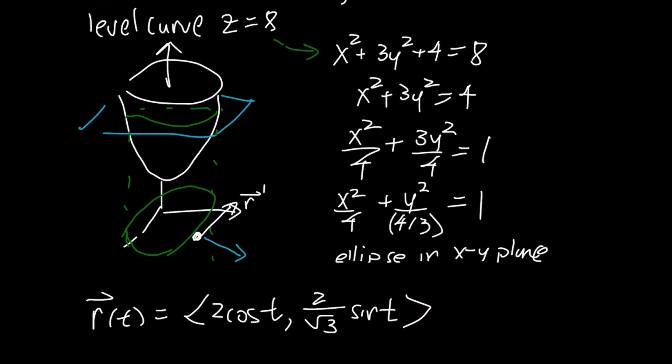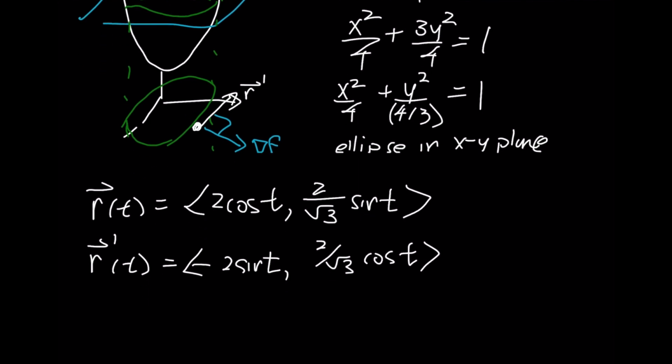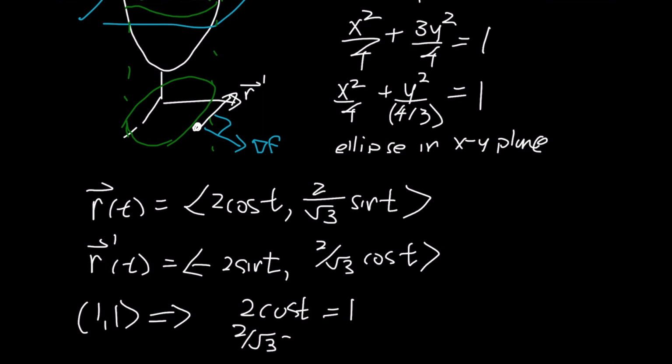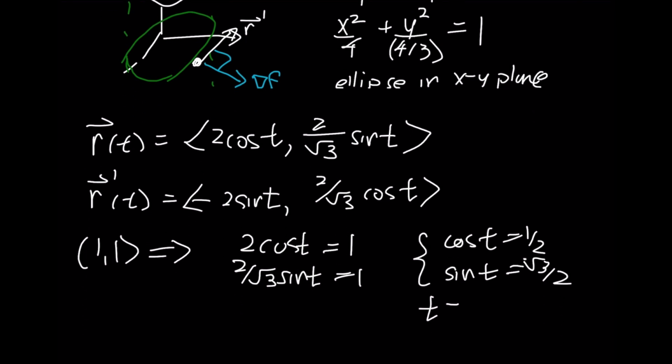The gradient of the function will always be perpendicular to that vector at any given point. The derivative is going to be negative 2 sine of t, 2 over root 3 cosine of t. Now, the point 1, 1 corresponds to this system of equations. 2 cos t is 1, 2 over root 3 sine of t is equal to 1, cosine of t is a half, sine of t is root 3 over 2. You can use your special triangle results to figure out this happens when t is pi over 3.